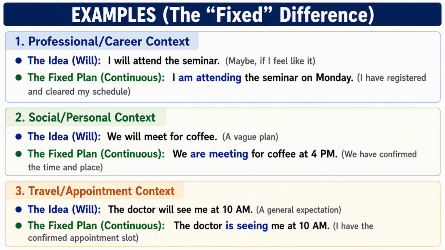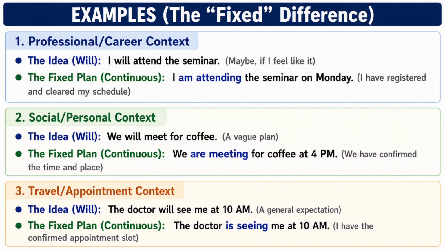In a professional or career context, we say, I will attend the seminar. This is only a general idea. But if the plan is already confirmed, we say, I am attending the seminar on Monday. This tells us that the registration is complete and the schedule is fixed. Now look at the social or personal context. We will meet for coffee.